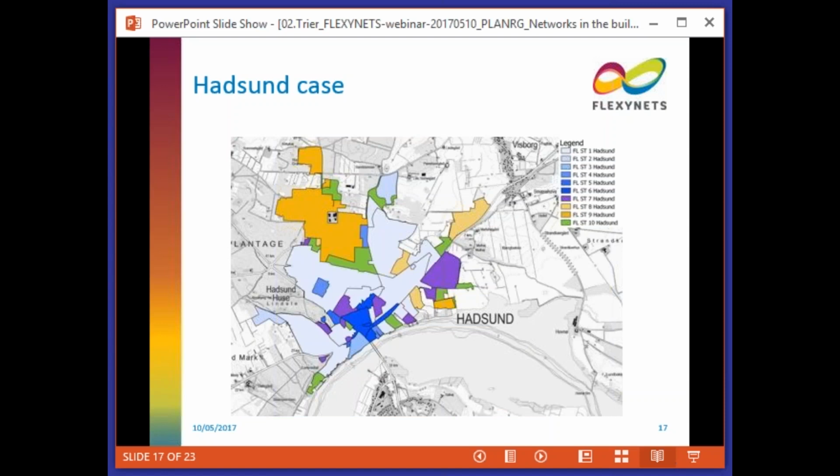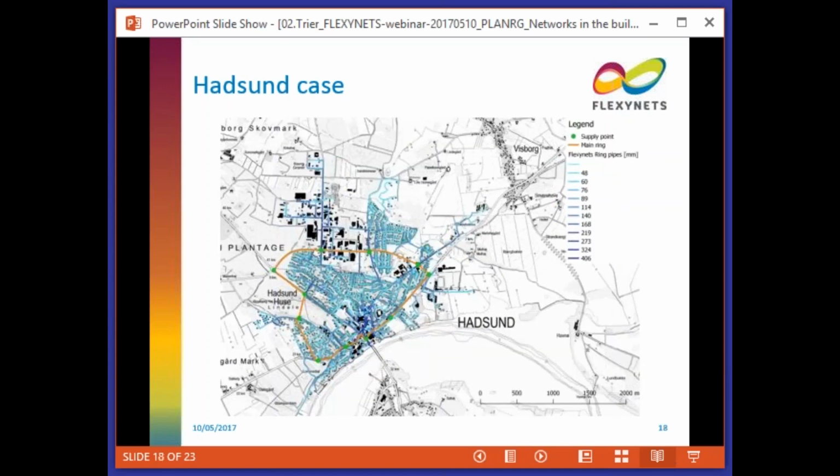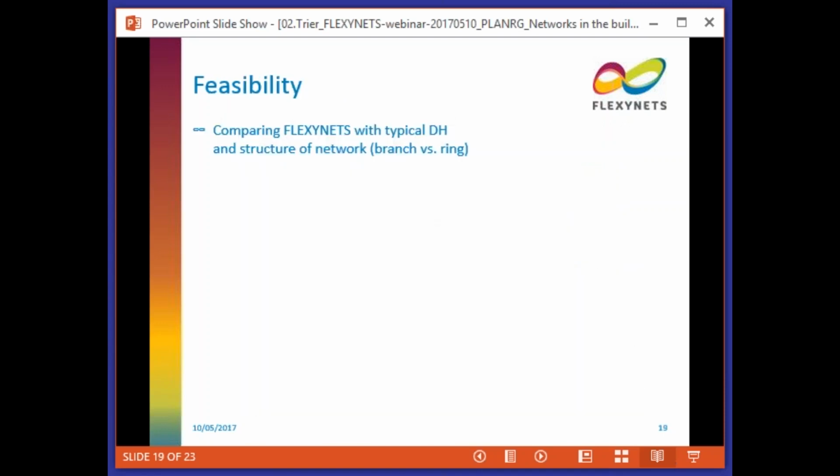Another case is another smaller town where we have approximately 71,000 megawatt hours in demand in the district heating network that already exists. And here we also apply a ring structure to check this. So this is just for you to get a feeling of how we apply this analysis at this point.